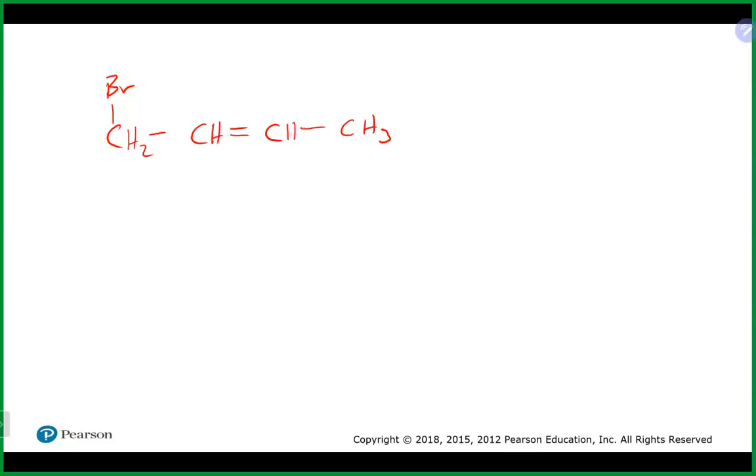H4. And let's do a little chlorine here in this case. All right, so draw the structure that you should end up with here.